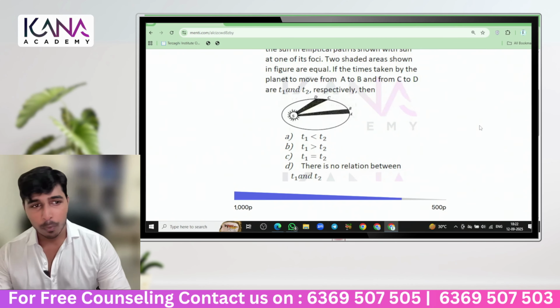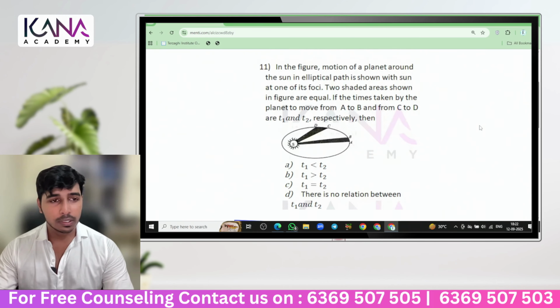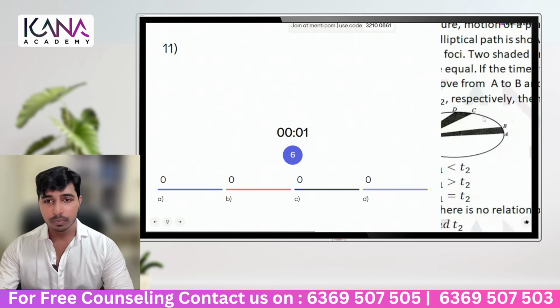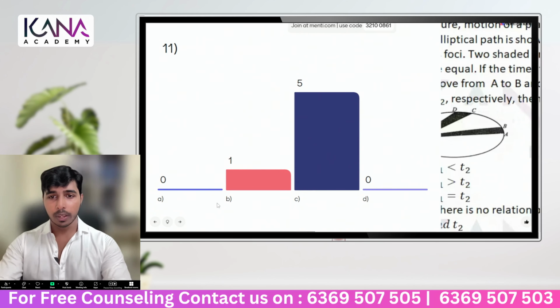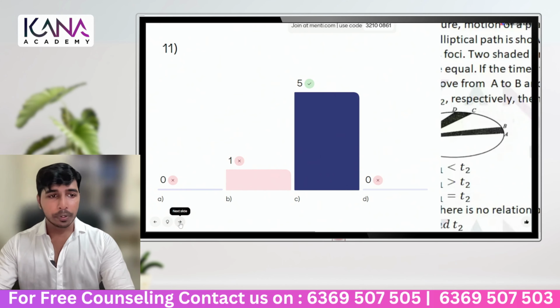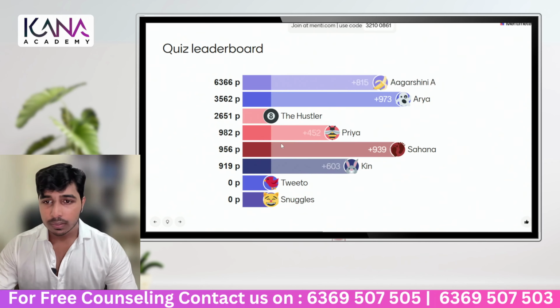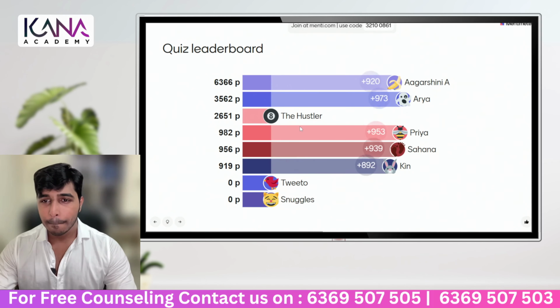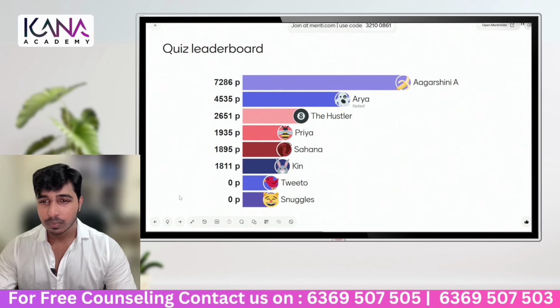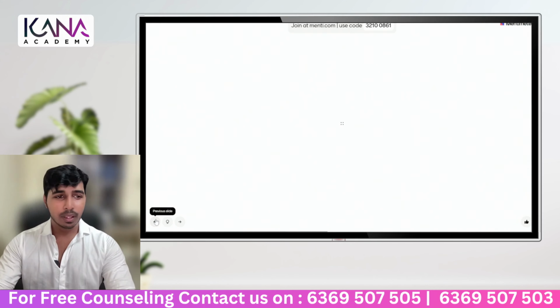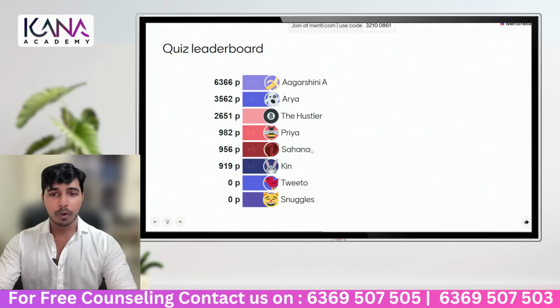See, as I say, there are more diagram-based questions in this. Practice more diagram-based questions. You have 5 seconds left. Option C is correct. Let's see who's fastest. Okay. Arya's fastest. Super. Let's go to 12 out of 25th question.